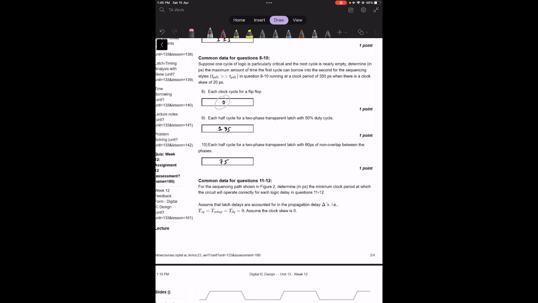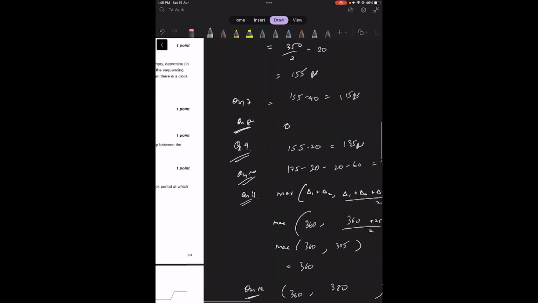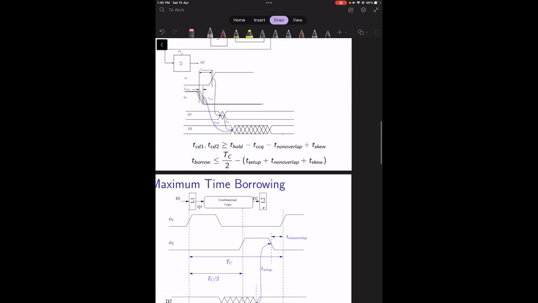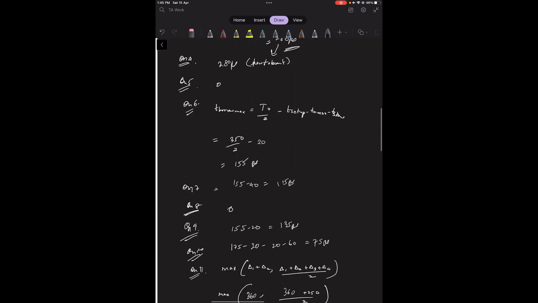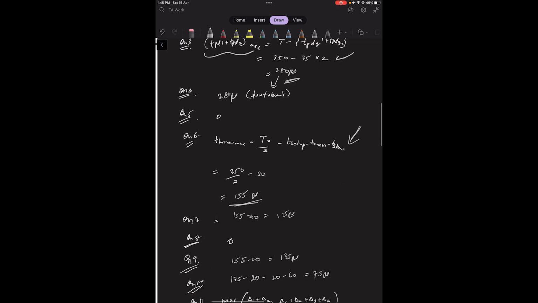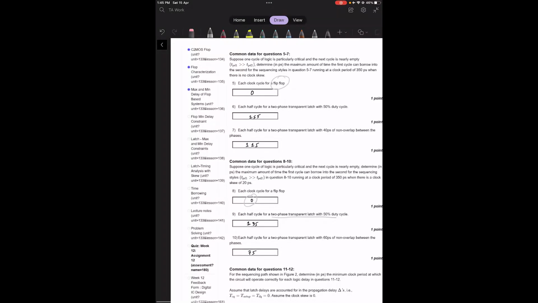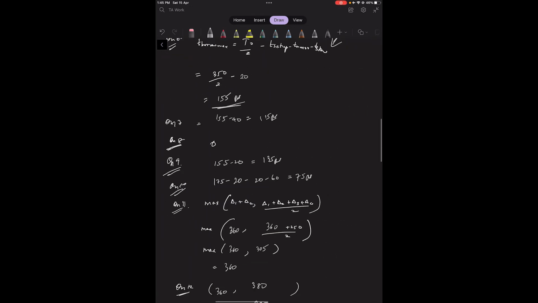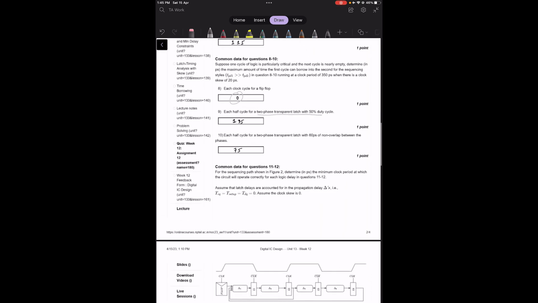Each half cycle of a two-phase transparent latch with 50% duty cycle. So that is again a two-phase latch. You know what is the time borrow, T borrow, right, which is basically this. Go back and you can plug it in over here, and you will obtain 155 picoseconds. Again, each half cycle with 40 picoseconds of non-overlap, right? If you have a non-overlap time, you will add that in and factor that in, and you will obtain 115 picoseconds.